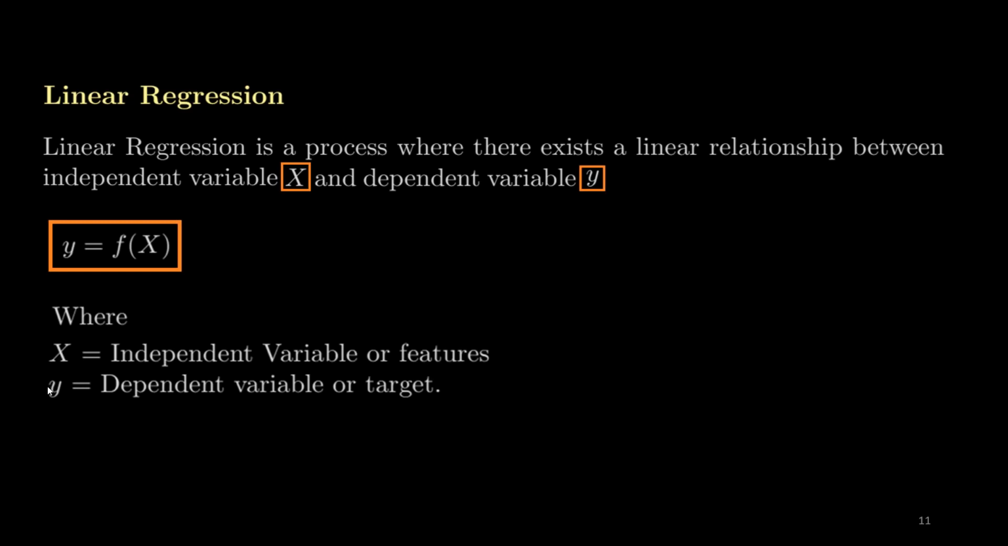Now here x and y are also known as features and target. So in linear model, we called x as independent variable and y as dependent variable. But in linear regression, we will call them a feature and target. So the concept is same, that is, the target depends upon the feature. Targets are dependent quantities and features are independent quantities.